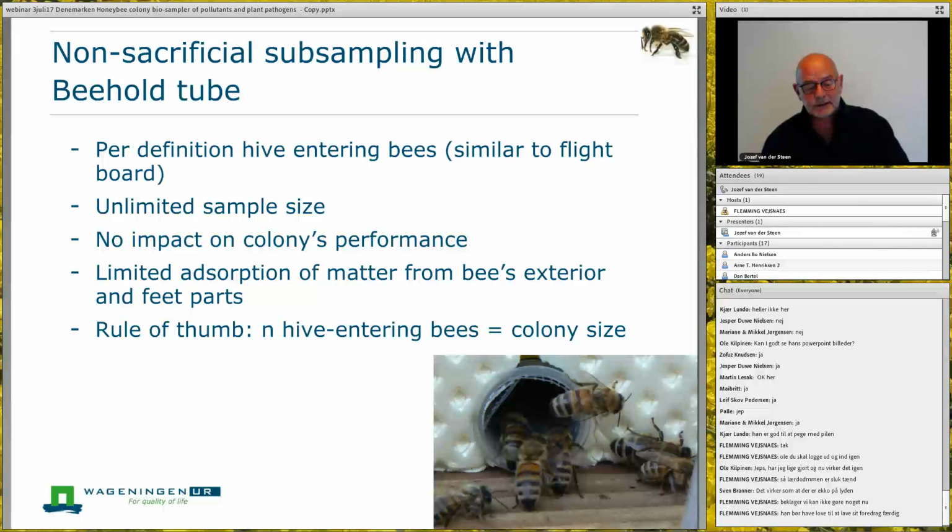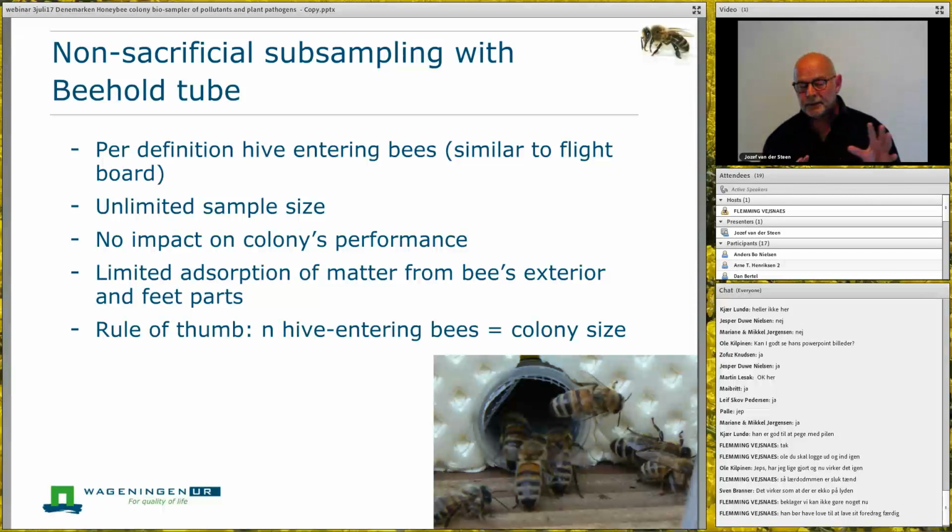Going back to this non-sacrificial sampling, as we use it for this bio-sampling, I already said before, it's only for hive-entering bees. It's a limited sample size. Every bee can go through. There's no impact on the bee's performance. They don't behave differently. And part of it sticks within this tube.